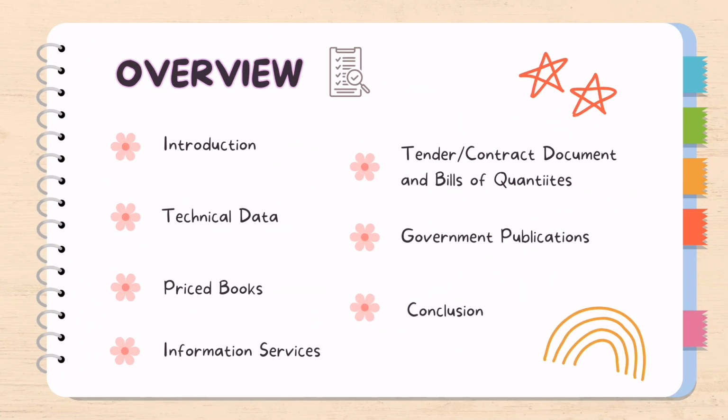There is an introduction, the 5 types of sources of cost data, such as technical data, price books, information services, and tender or contract documented bills of quantities. And the last is the conclusion.